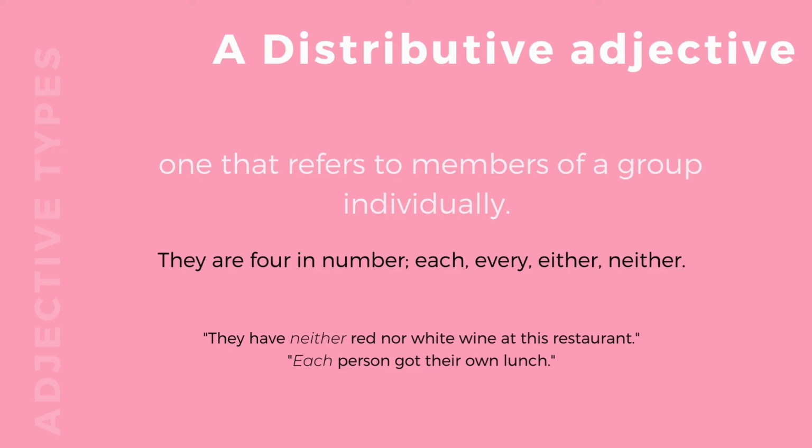Let's see through an example. They have neither red nor white wine at this restaurant. Here we want to talk about both red and white wine individually. Another example is: each person got their own lunch. Now this is said in reference to each individual person.